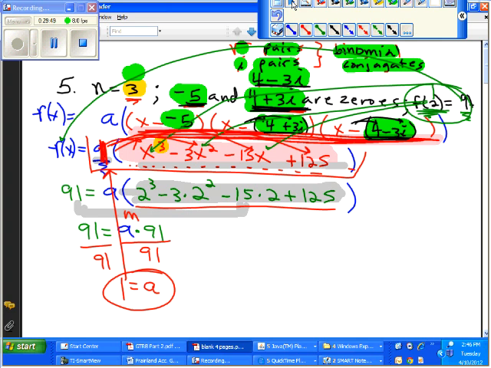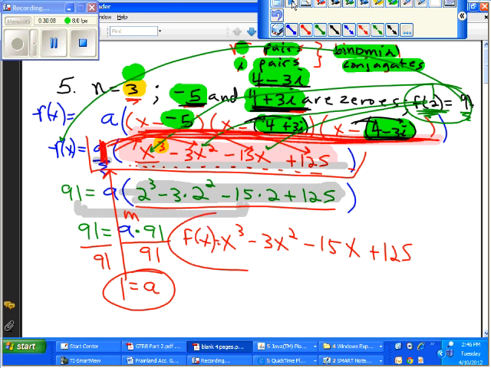Well, if we actually plug that 1 in, we're going to have 1 times x cubed is x cubed. 1 times negative 3x squared is negative 3x squared. 1 times negative 15x is negative 15x. 1 times positive 125 is positive 125. So the actual real function is x cubed minus 3x squared minus 15x plus 125. Any questions on number 5?